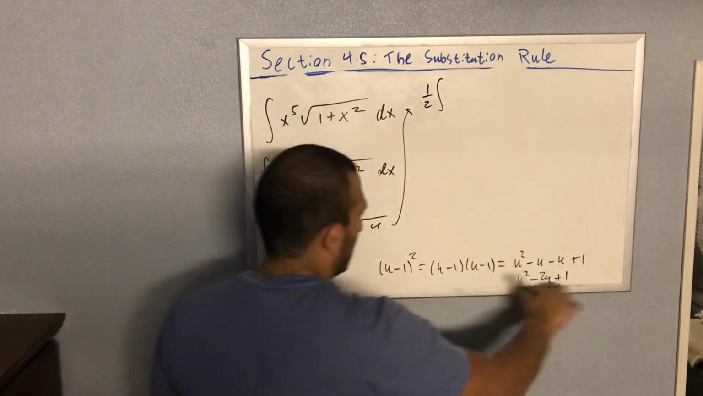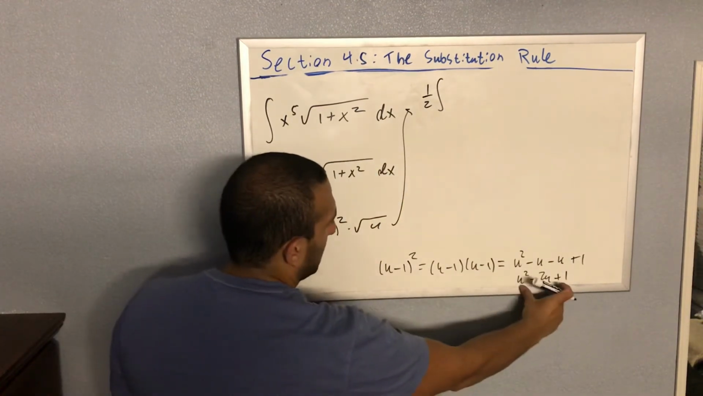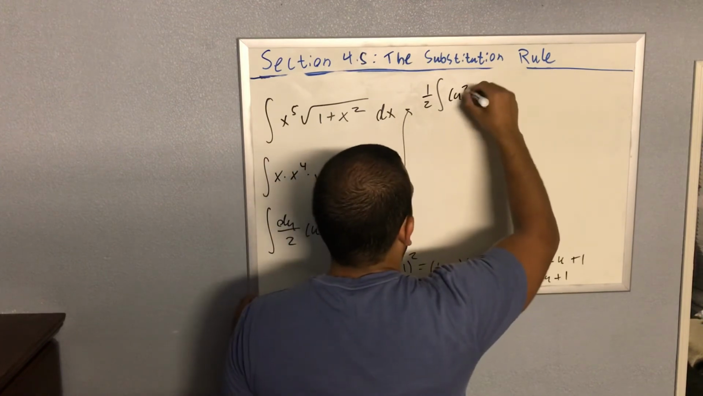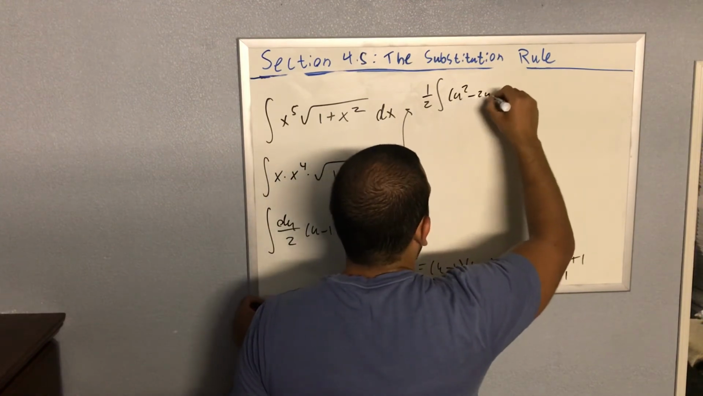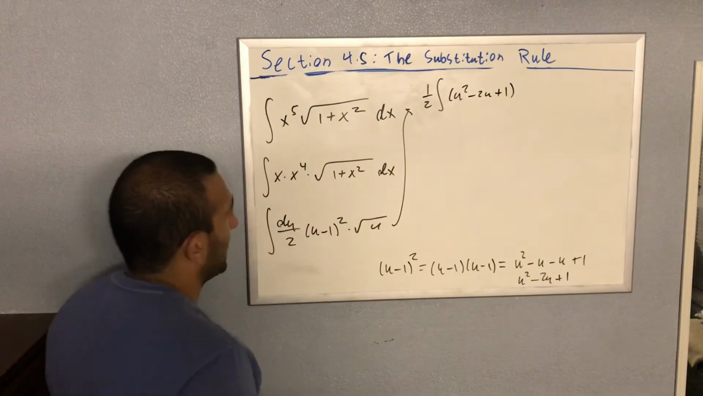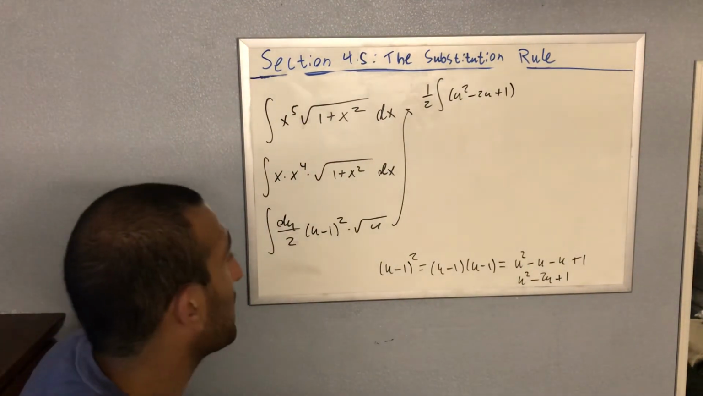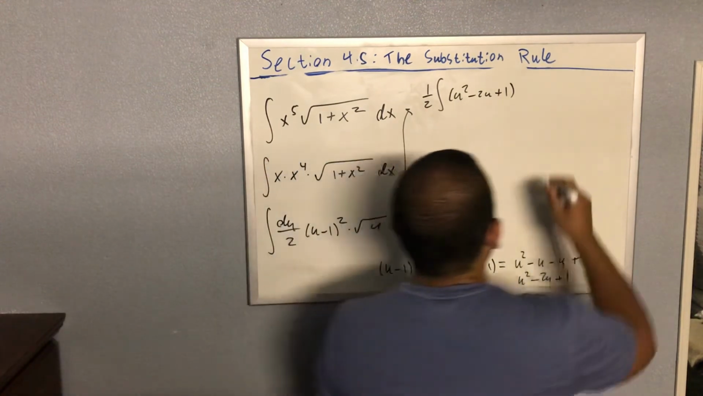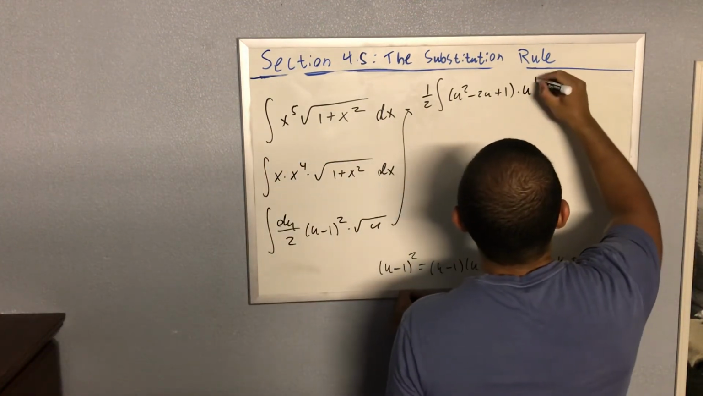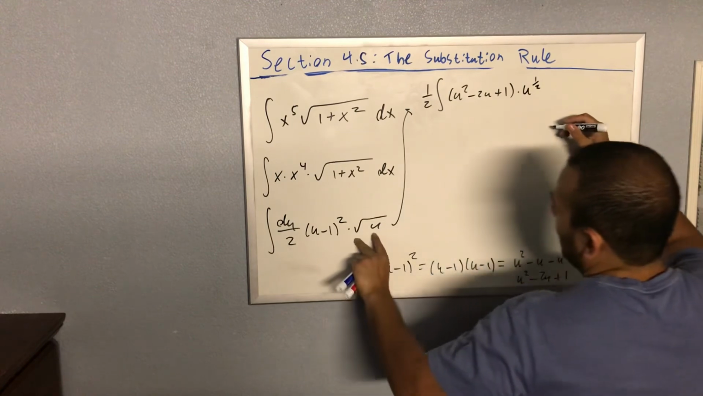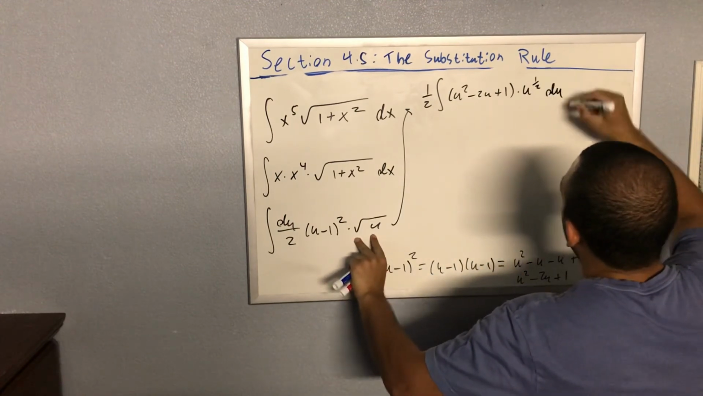And then this guy is being replaced with that. And again, because it's not a single number, it's not a single expression, just like you have to put parentheses around all of it. And that whole thing is times, now I'm going to write this as u to the 1/2, the square root of u, du.